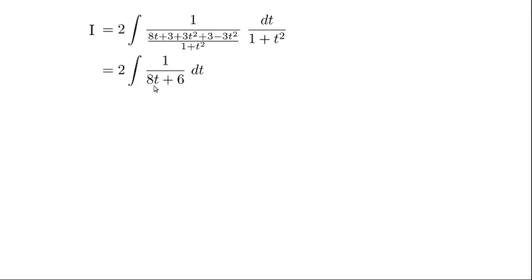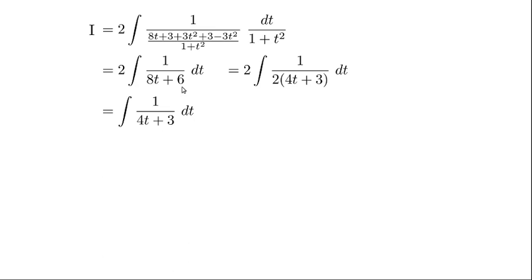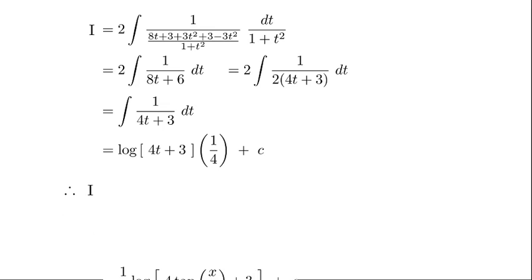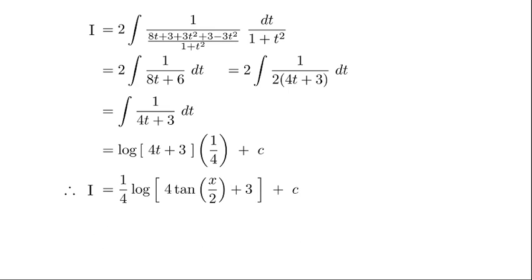So we get 1 upon 8t plus 6. And observe it carefully. 2 is taken out, it becomes 1 upon 4t plus 3. That means the problem is 1 upon a linear polynomial. It is not like 1 upon x square plus or minus a square type. This happens only when the coefficient of cos x and the constants are identical. And now this becomes 1 upon 4 log of 4t plus 3 plus c. And therefore the result is 1 by 4 log of 4 tan x by 2 plus 3 plus c. Thank you.